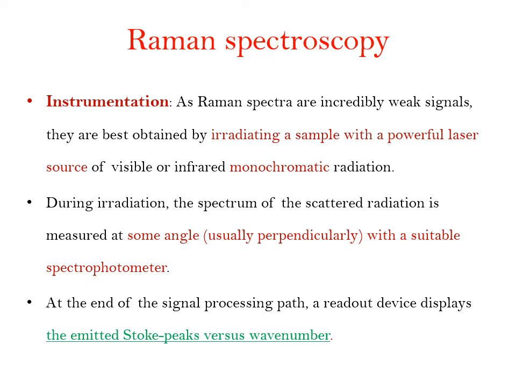So they are best obtained by irradiating a sample with a powerful laser source of visible or infrared monochromatic radiation. During irradiation, the spectrum of the scattered radiation is measured at some angle, usually perpendicular, with a spectrophotometer. At the end of the signal processing path, the readout device displays the emitted Stokes peaks versus wave number.